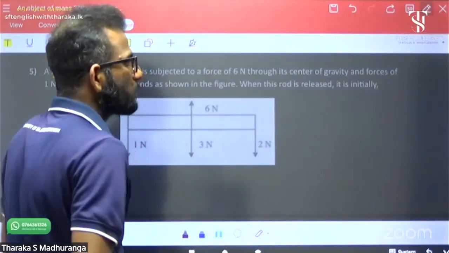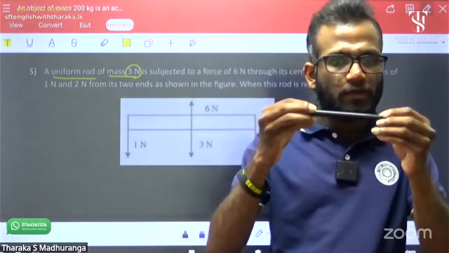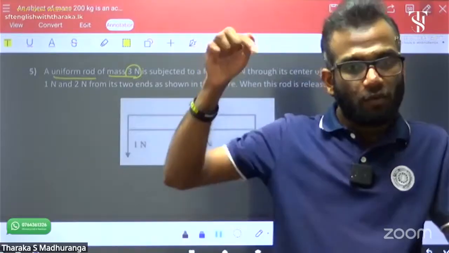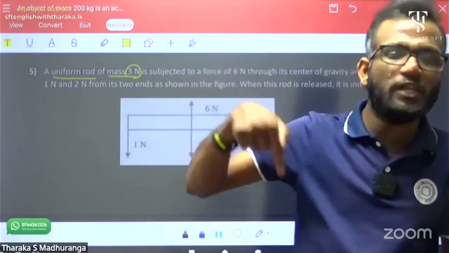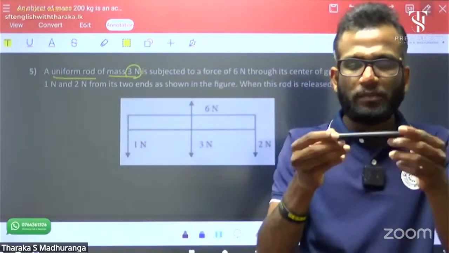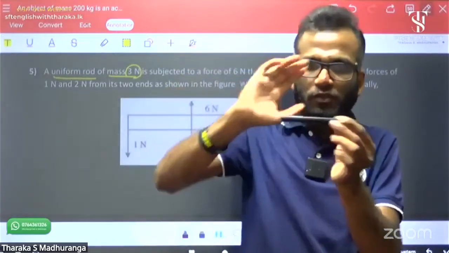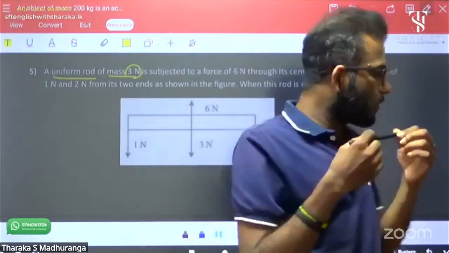through the center of gravity. For a uniform rod, it's always the center of gravity. That means the weight acting point is always the midpoint. If it's not uniform, the thickness is not the same.